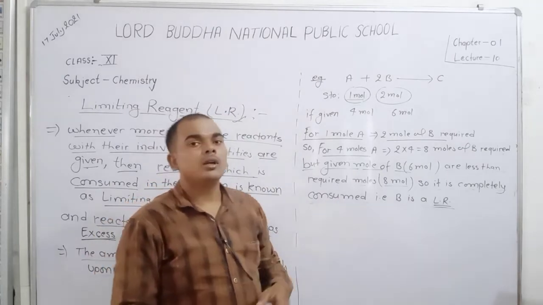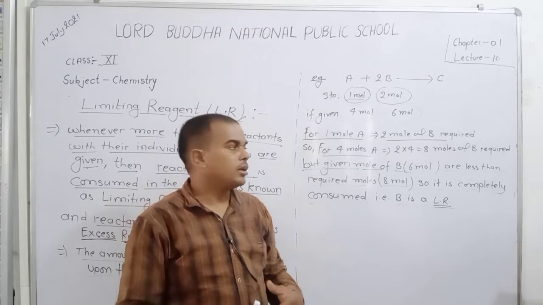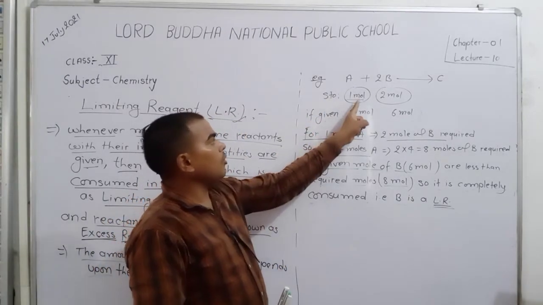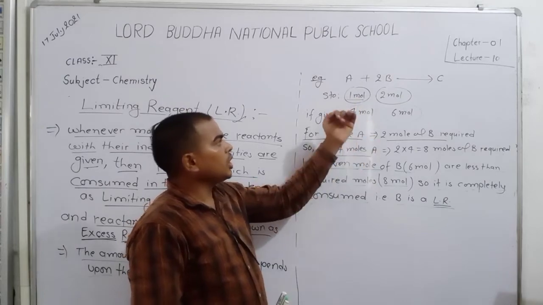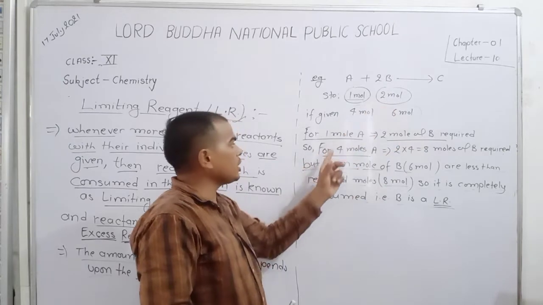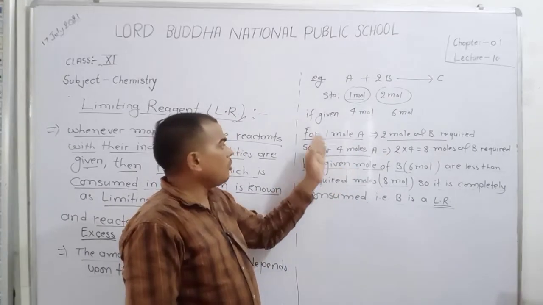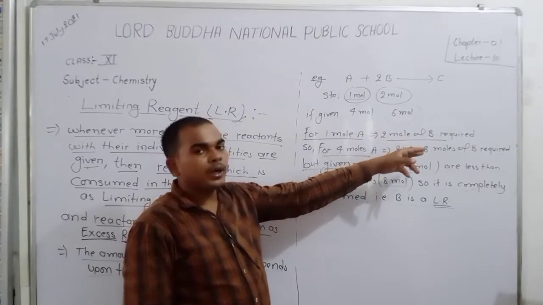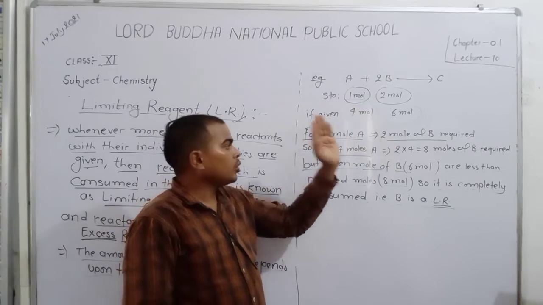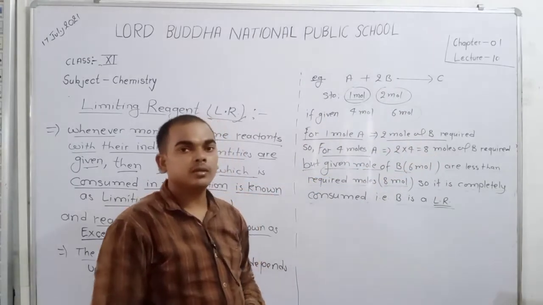For finding the limiting reagent from A and B, you know that for 1 mole of A, 2 moles of B are required. Apply the unitary method: for 1 mole of A, 2 moles of B are required. So for 4 moles of A, 2 into 4, that is 8 moles of B, are required.